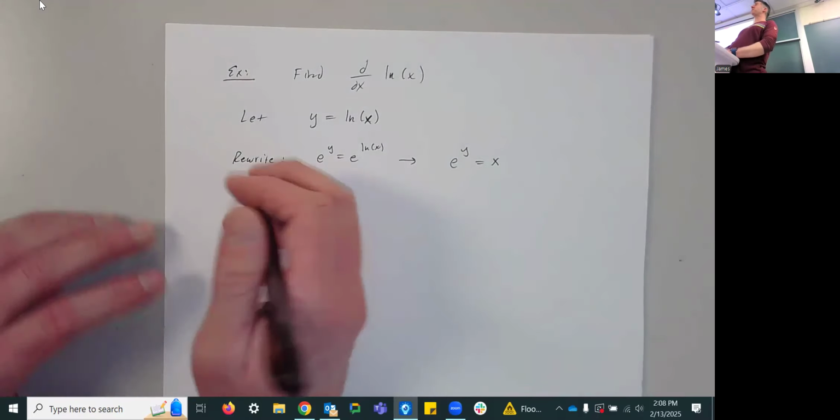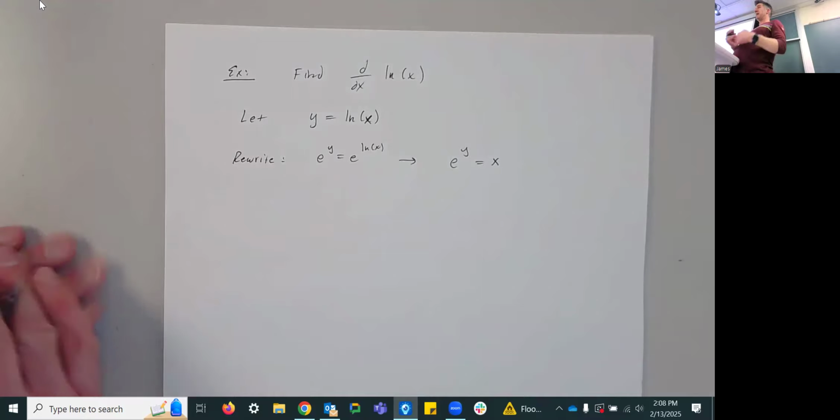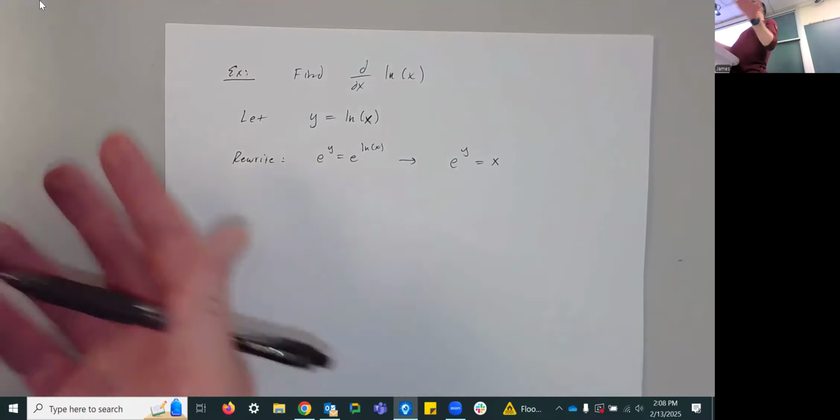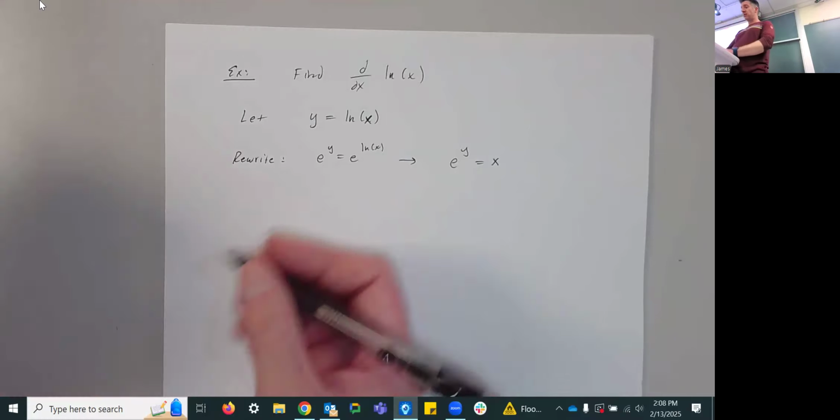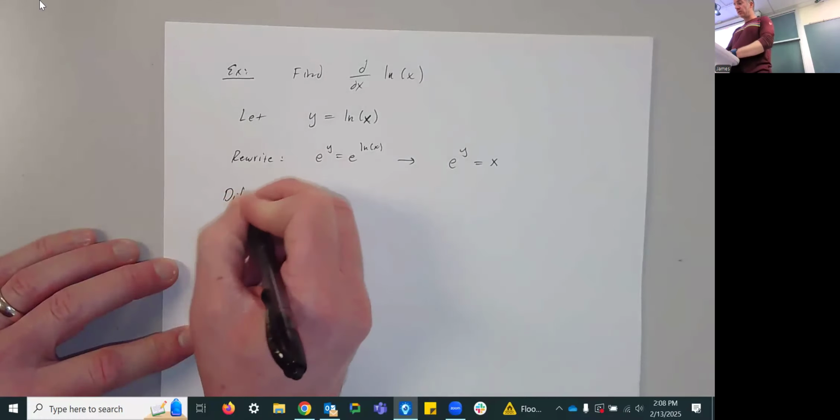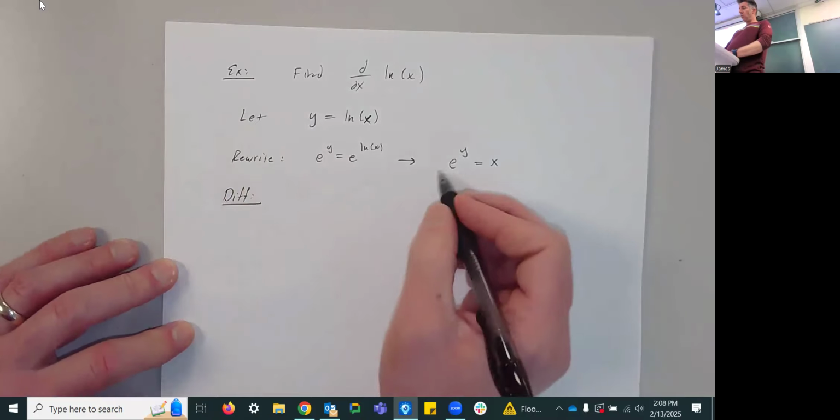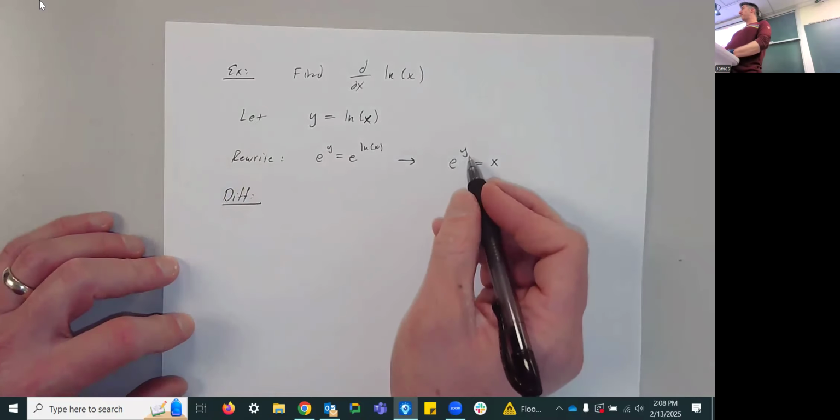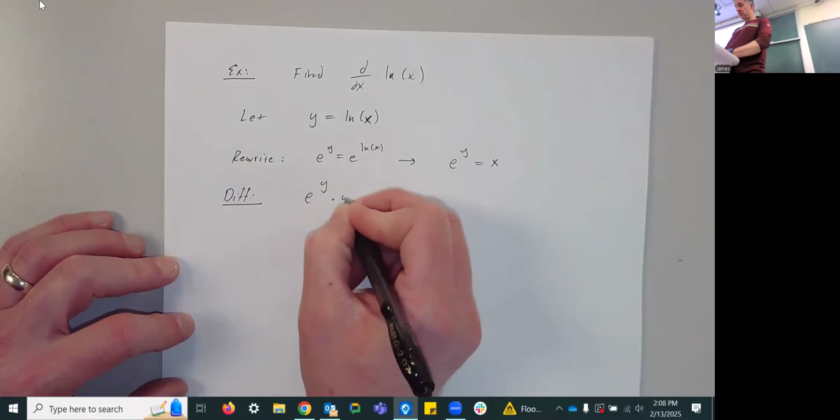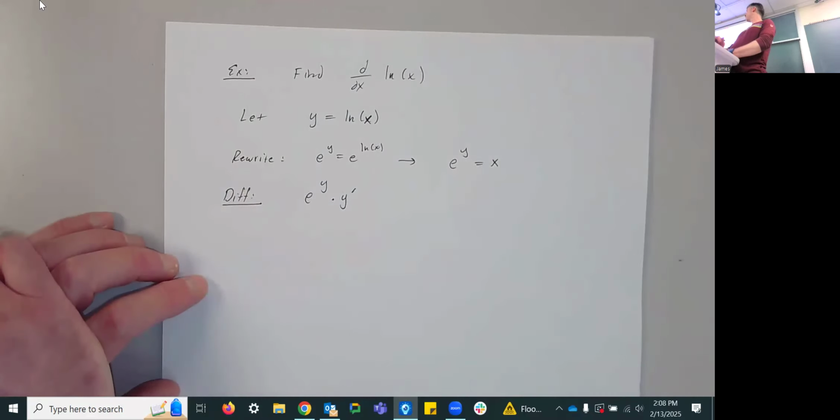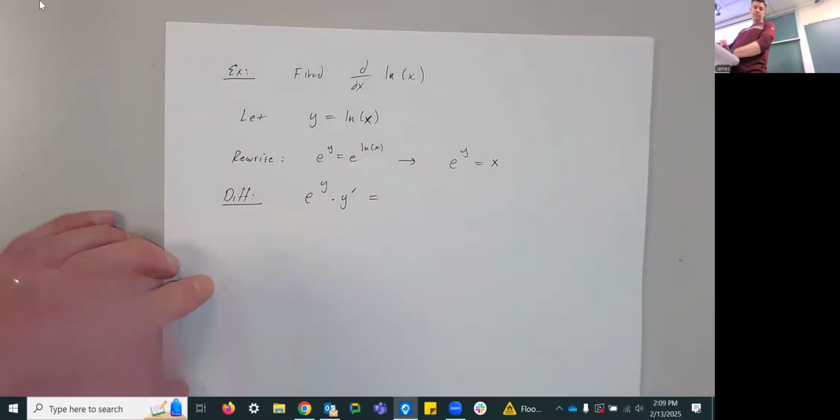Remembering that we're not even just pretending here. y is actually a function of x, right? y is equal to the natural log of x. So recognizing that y is a function of x, differentiating both sides, what's the derivative of e to the stuff? e to the stuff times the derivative of the stuff. What's the derivative of x?